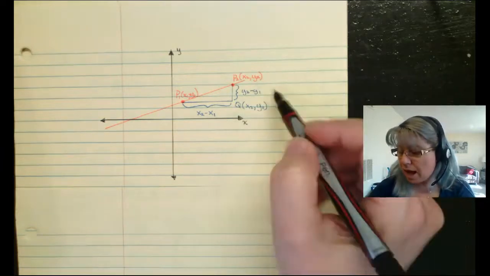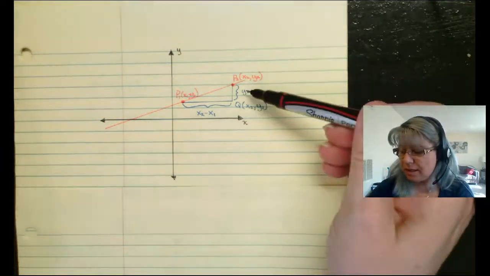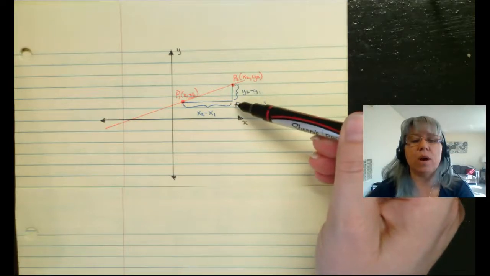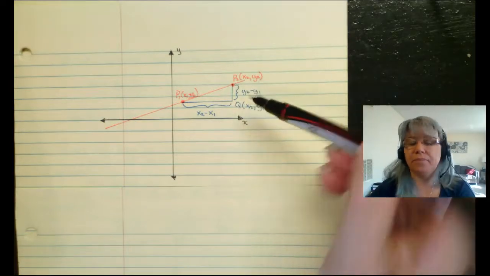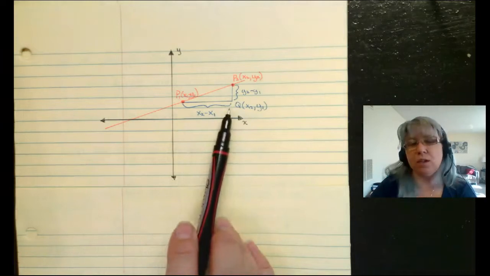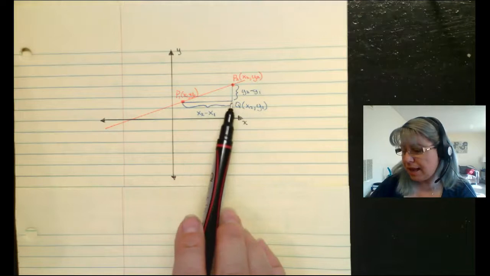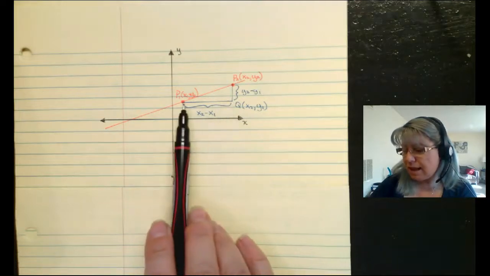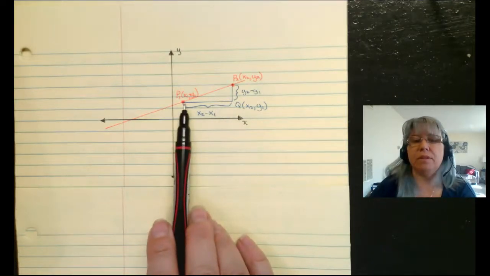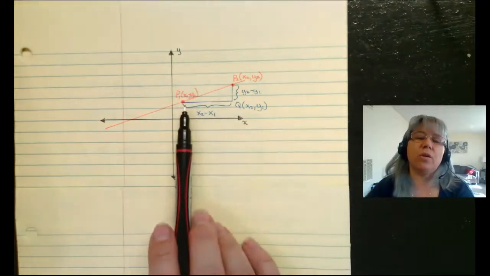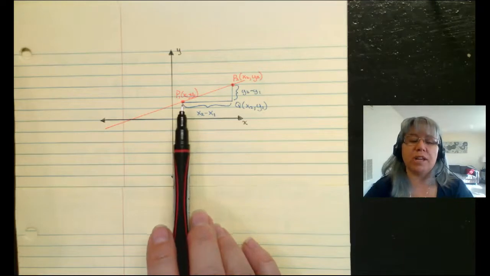That means the rise is going to be y2 minus y1. And the run, how much left and right I'm moving, is going to be x2 minus x1. So we don't necessarily need to draw this whole graph. We can just use the algebraic equation.